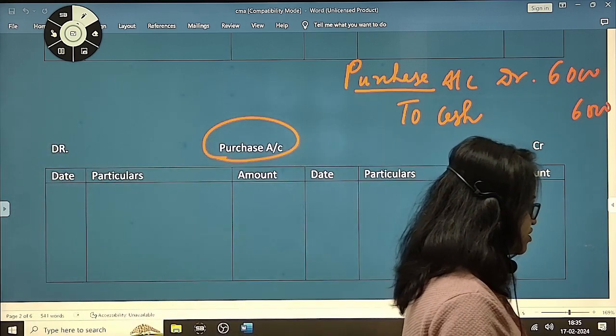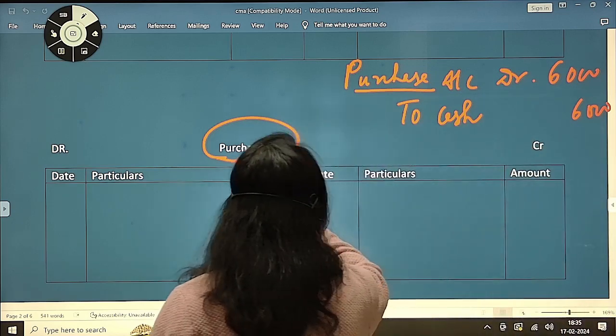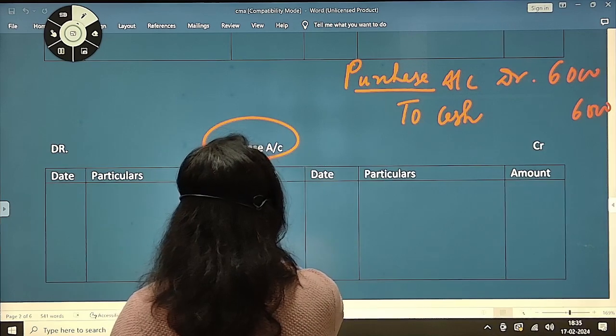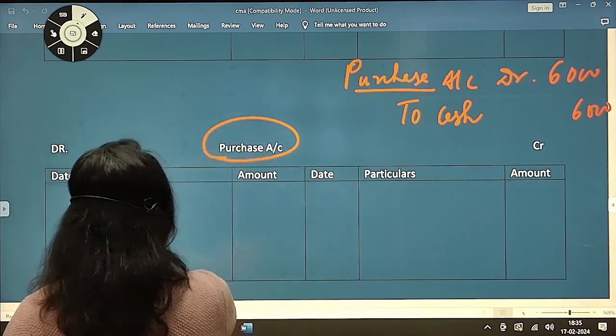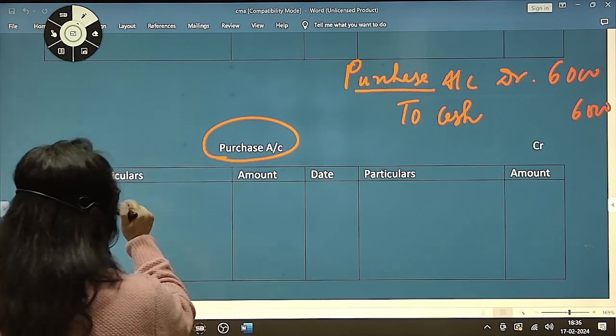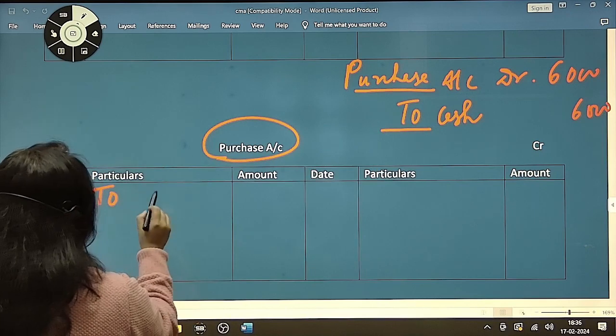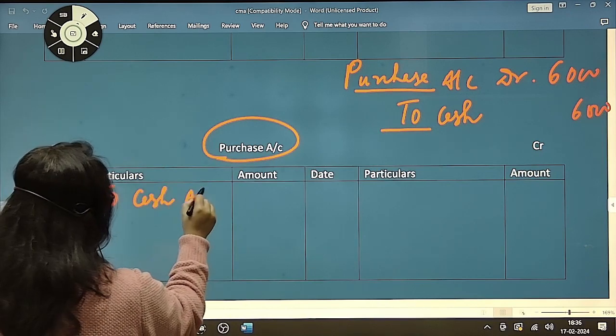Yeah, Jayashree, which side will we write? As we have prepared the debit purchase side by cash account. Debit side. It is not "by", it is "to", right? Yes, it's "to". Debit side is "to cash account". Very good. To cash account.